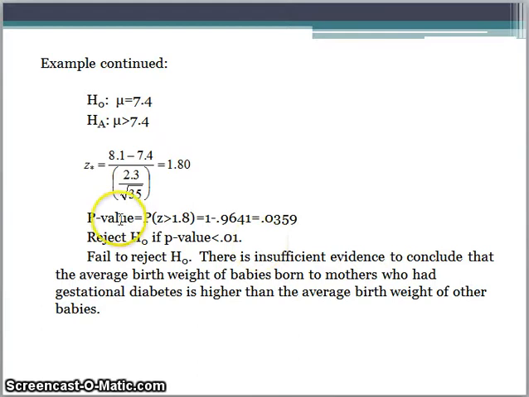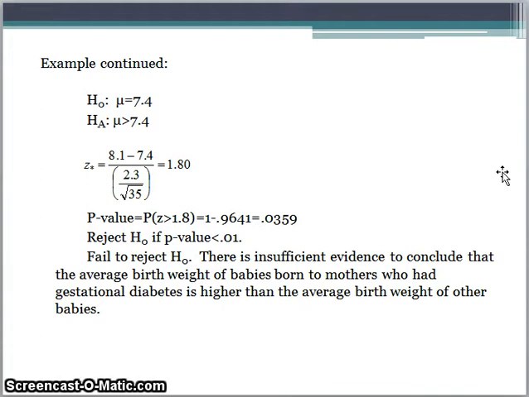So the p-value is going to be the probability z is greater than 1.8. You can look up 1.8 on the z table. We're going above it, so it's 1 minus the 0.9641 that we would get. We get 0.0359. That's the p-value. Reject H0 if p-value is less than 0.01, and that means that we would fail to reject H0.